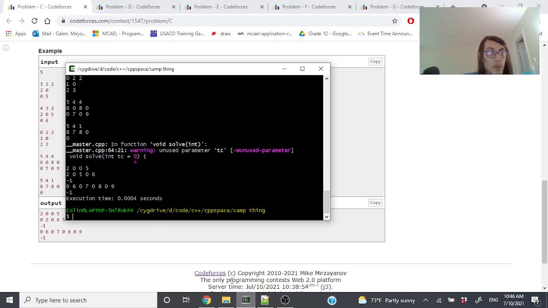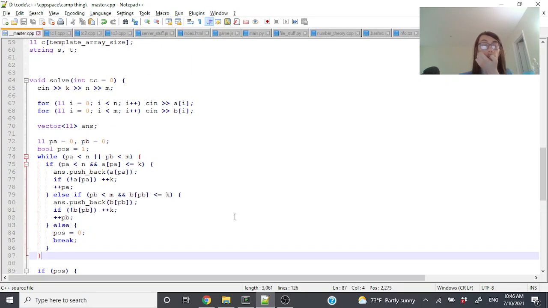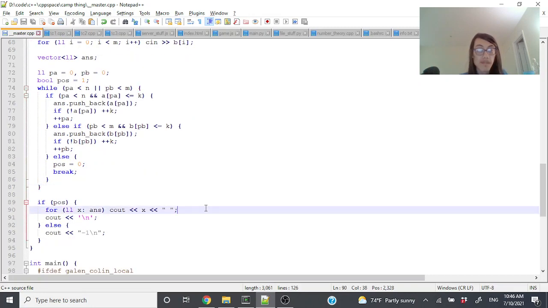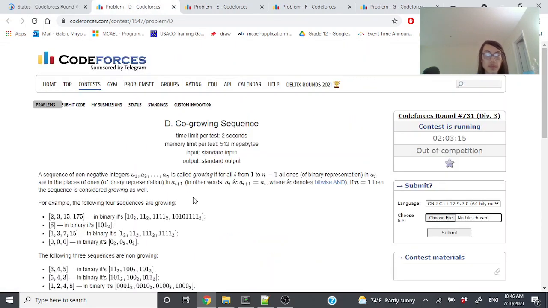Actually, I don't really understand the point of this problem. 2005. Yep, this is the only way. 20506. Yeah, that's fine. Into AI, C into BI. Okay. Alright.